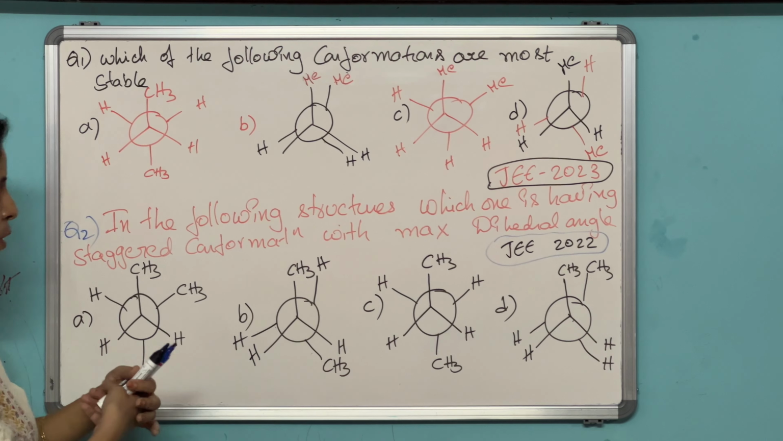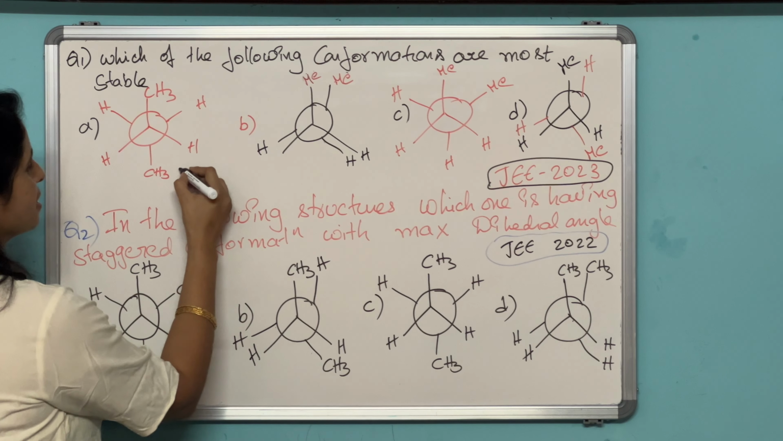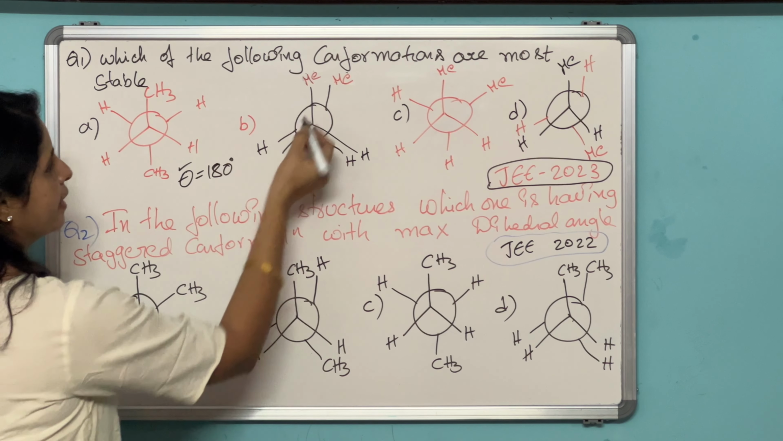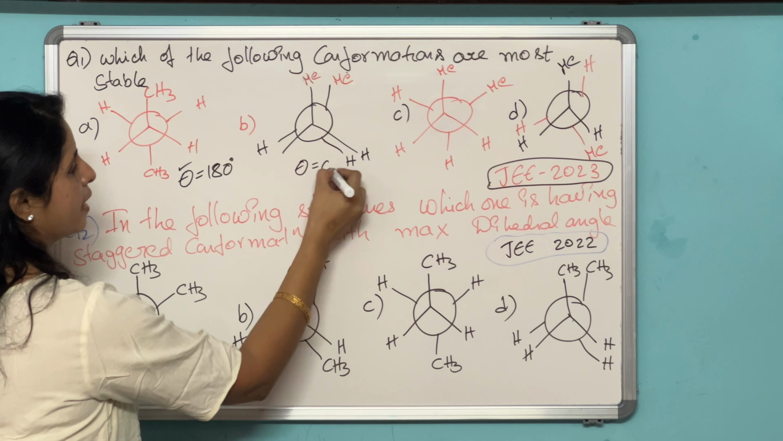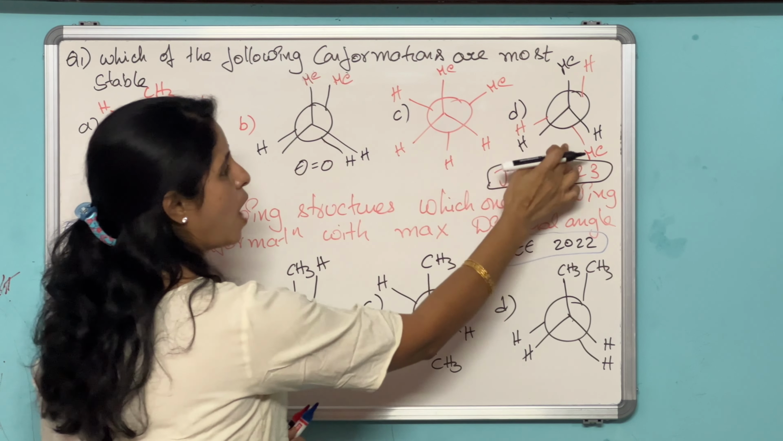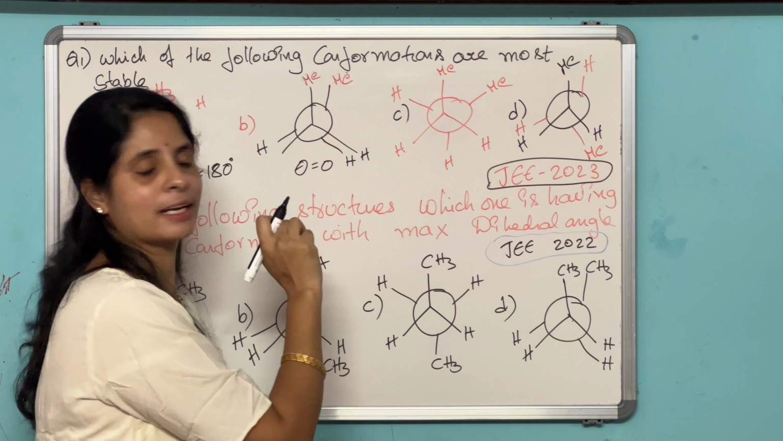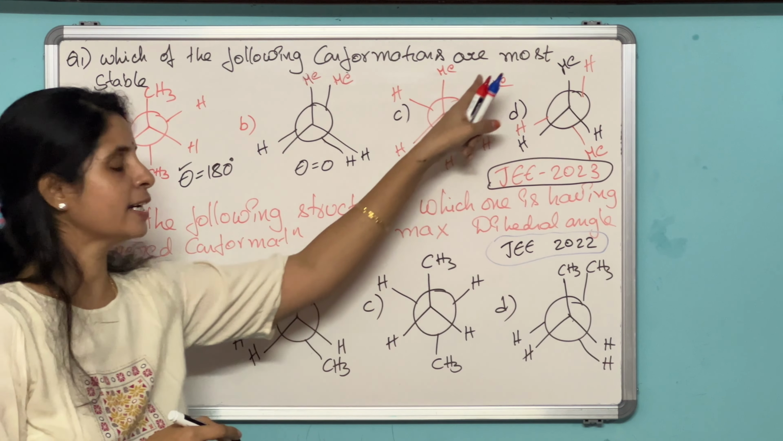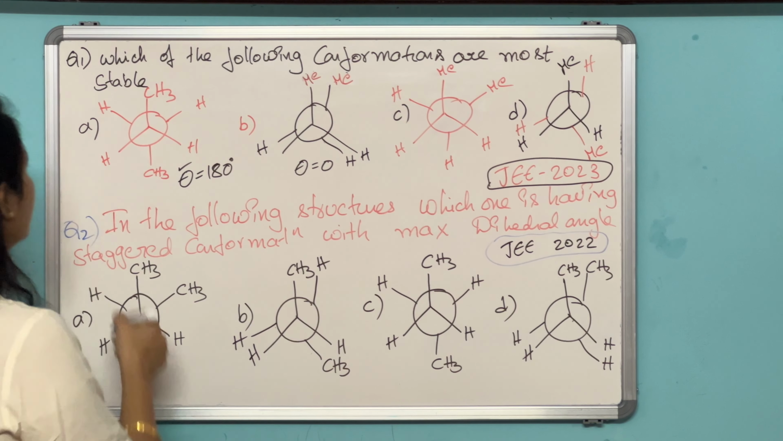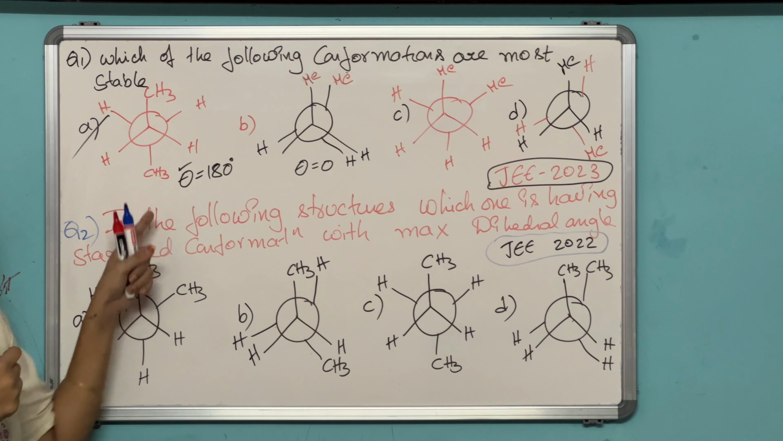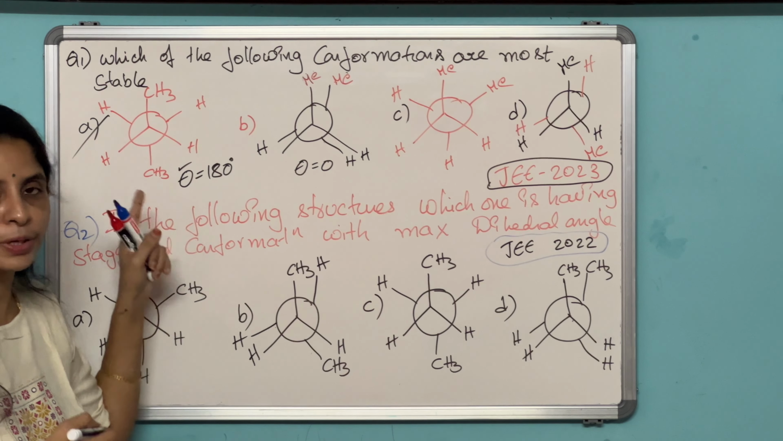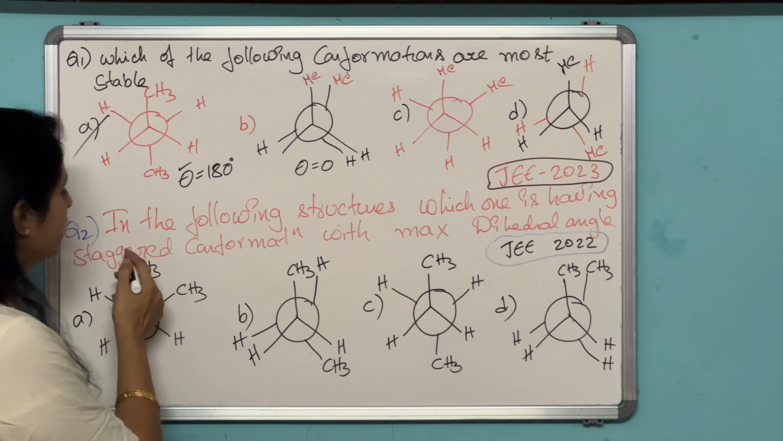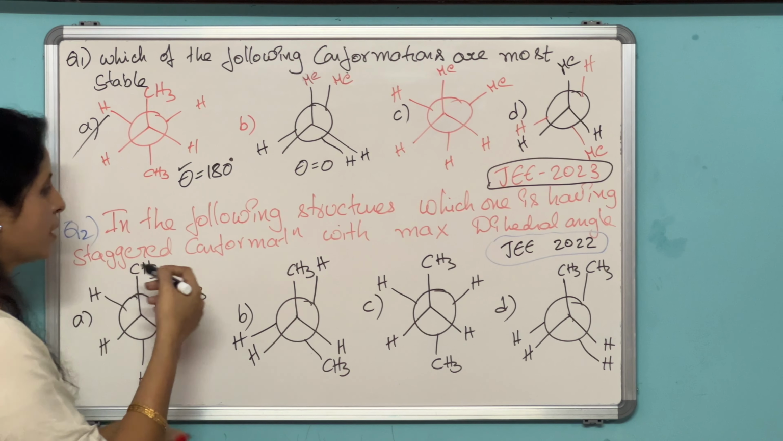And after that, eclipsed form. If you identify this one, this is the staggered or anti-form with a dihedral angle of 180 degrees. And this is the eclipsed form with a dihedral angle of 0. These two are eclipsed forms with a dihedral angle of 0, and this is the gauche conformation with a dihedral angle of 60. So what is your answer? This is the most stable conformation of butane. Clear? So in the following structures, this is similar to this one.